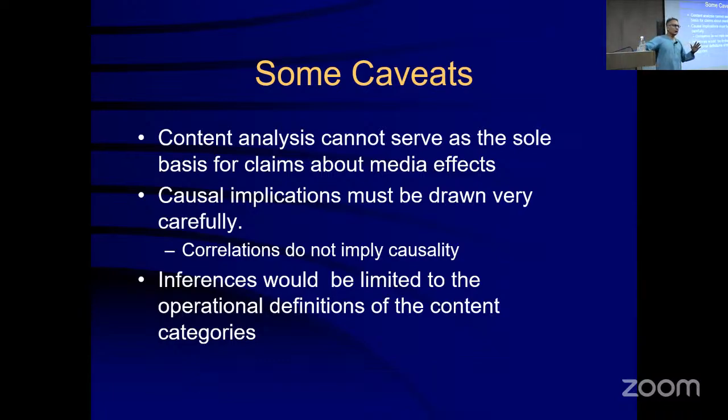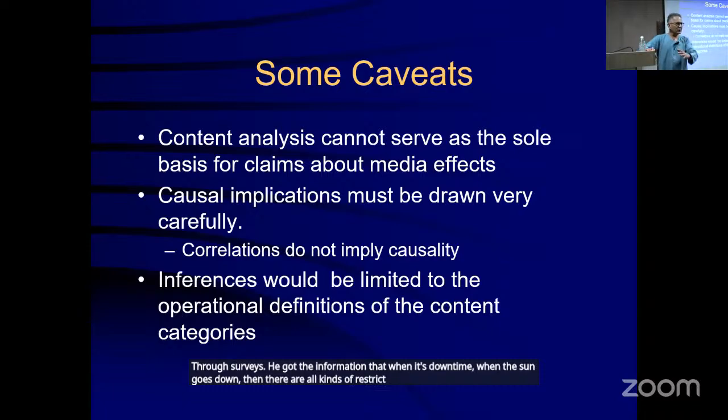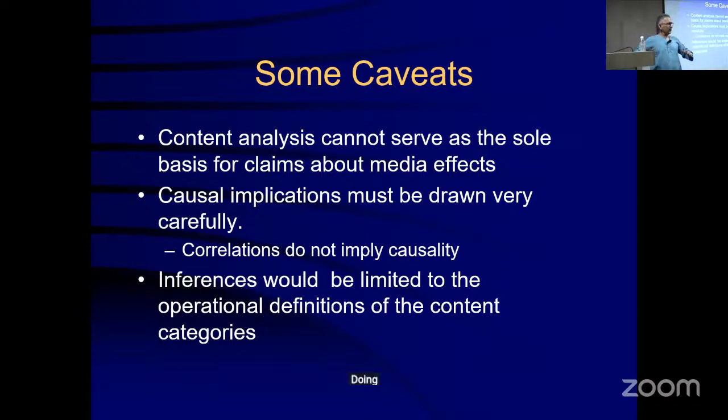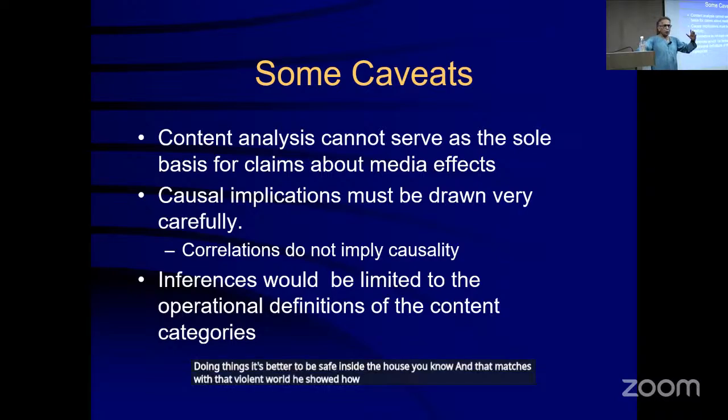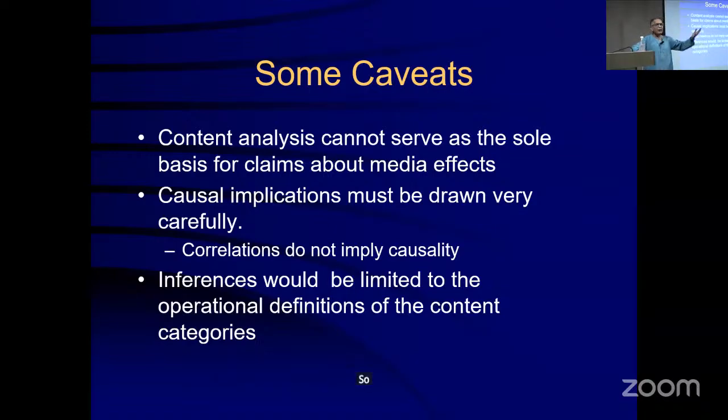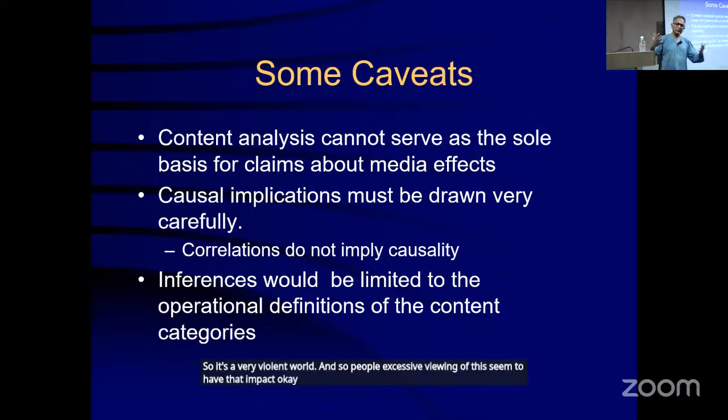Through surveys, he got the information that when the sun goes down, there are all kinds of restrictions on walking outside, doing things. It's better to be safe inside the house, and that matches with that violent world. He showed how in a 1-year duration, this many murders in the TV world, this many rapes in the TV world, so it's a very violent world. And so people with excessive viewing of this seem to have that impact. Okay. But it is only correlational data.